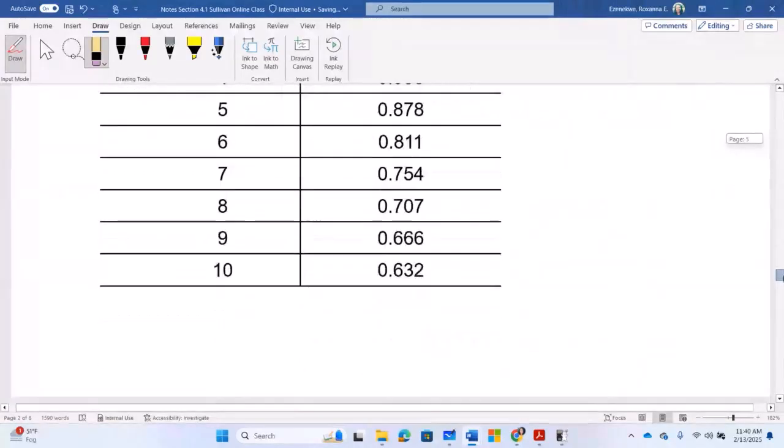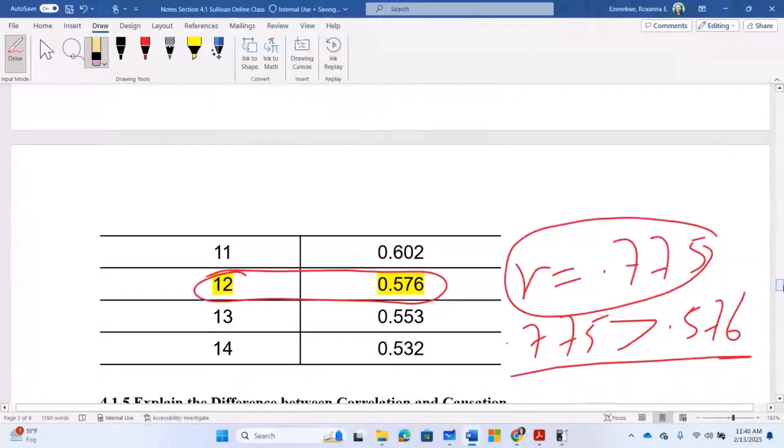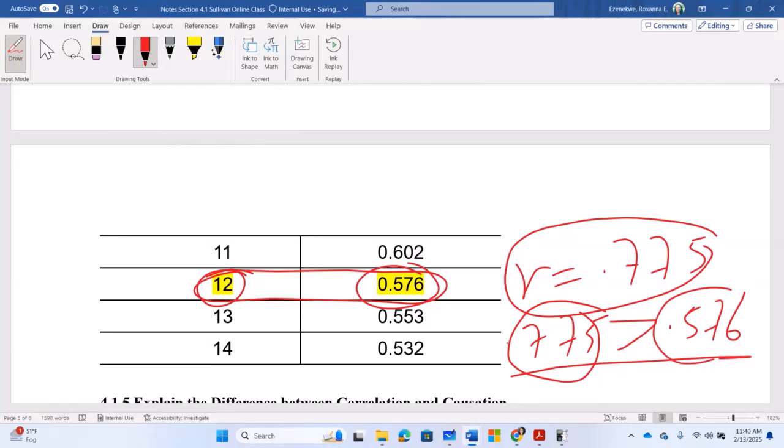The sample size is 12, so I'm going to look for 12. I have 0.576, but my coefficient of correlation is greater than 0.576. Therefore, a linear relationship fits the model. That is a linear relationship between the two variables, x and y. Even the table proves it also.